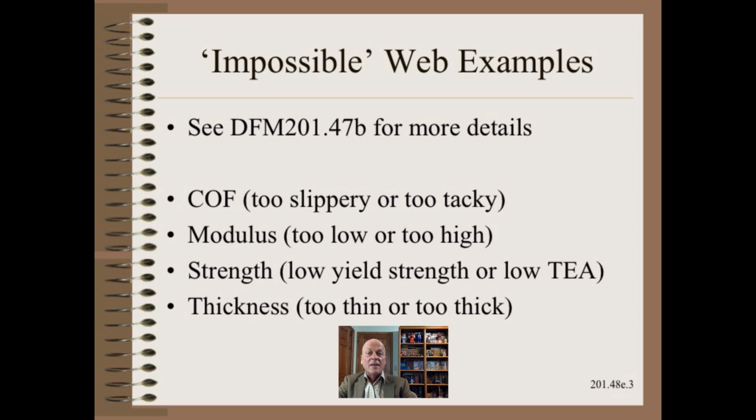So, let us begin with impossible webs. In fact, we don't even need to do much here, because these concepts were already detailed in module Web201.47b. Recall that certain web properties have a large influence on manufacturability, waste, delay, customer complaints, and so on. You need to know what those properties are and how close to risk you are with your new product.